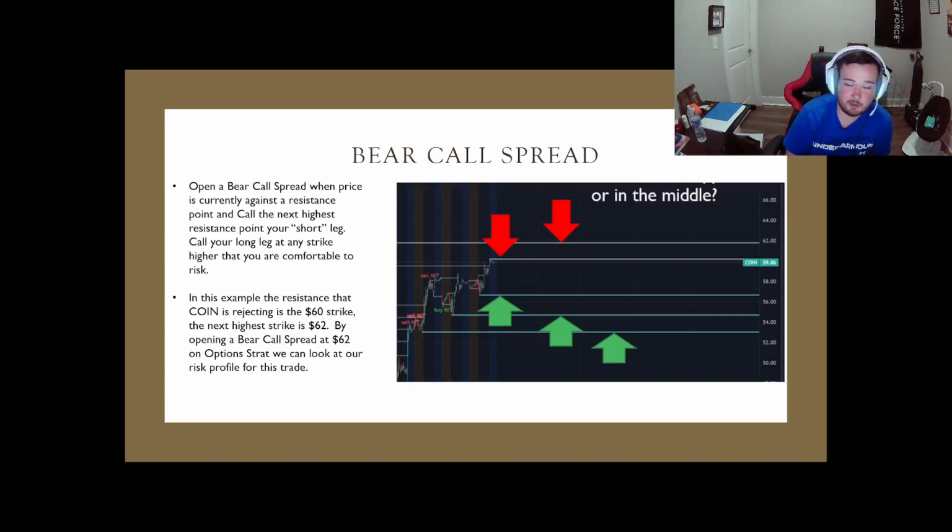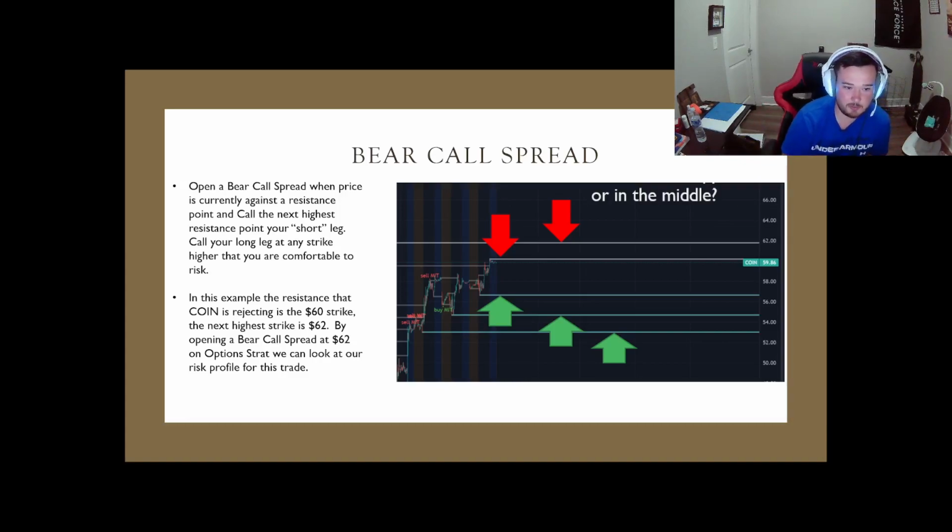Price is currently up against the resistance, right? So we should open a bear call spread. We're going to call the next highest resistance point our short leg. So we're going to short a call on that resistance line. And that resistance line is basically going to be our break even in the trade. We're going to put our TA and put our money where our mouth is.